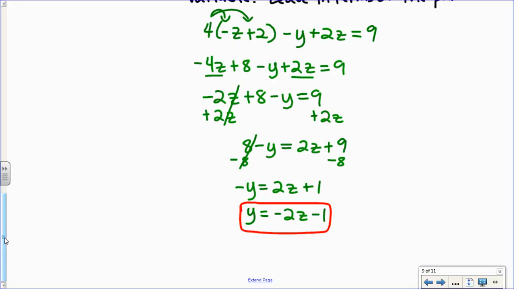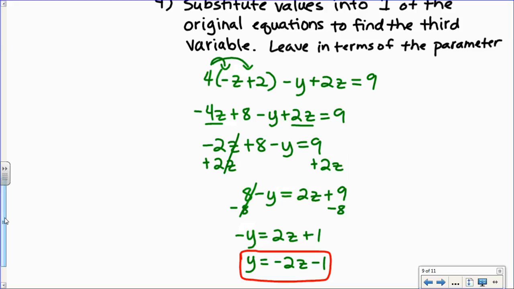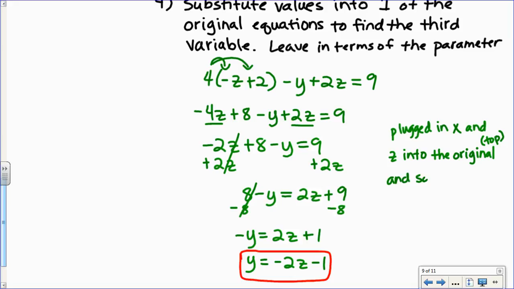Okay, so I have all my answers now. Now it's just a matter of writing my solution in terms of a parameter. Now let me go back and summarize this though. So what I did is I plugged in x and z into the original, the top one. It doesn't matter, you could have picked the bottom one. And solved for y. I had x and z and I needed y.